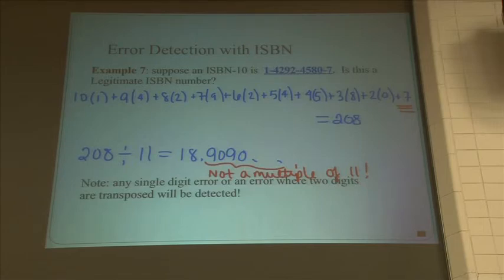Fun fact, if you have one number that's off or an error where 2 digits are switched around in their position, it will be detected. We're not going to go through how to do that, but in terms of scanning them and figuring out what goes where, there is coding that detects the errors and can correct them.